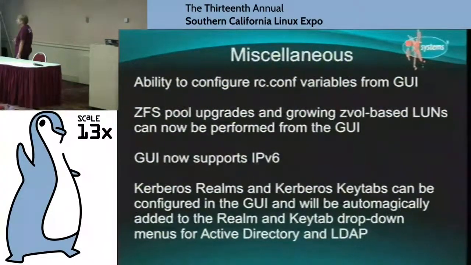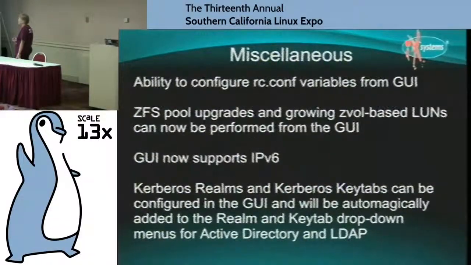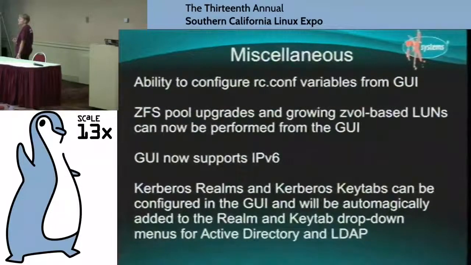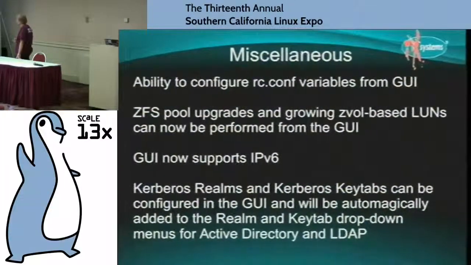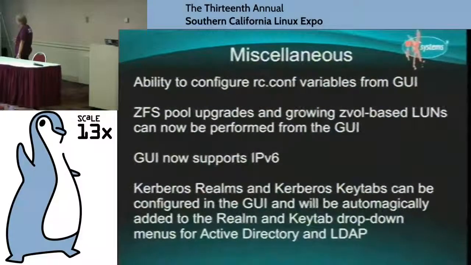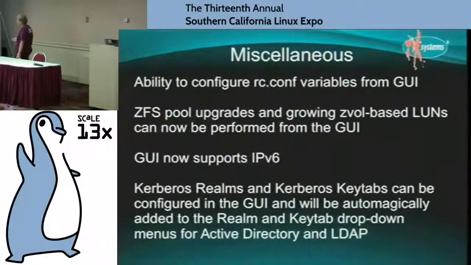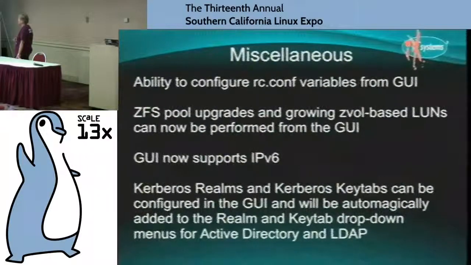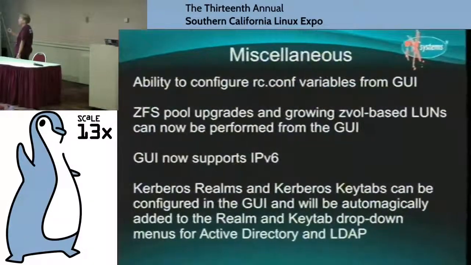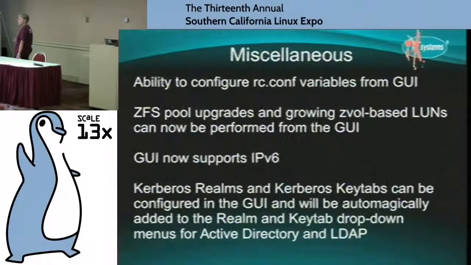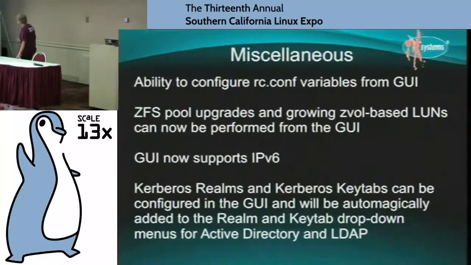IP version 6 support was pretty flaky in previous versions, so now you can access the GUI through IPv6. We now also have the ability in the GUI to integrate with Kerberos realms and to import Kerberos keytabs, if you're using Kerberized versions of the services. As you create a realm or import a keytab, all of the services that support Kerberos will have a realm and a keytab drop-down menu where you can select your realms and your keytabs.